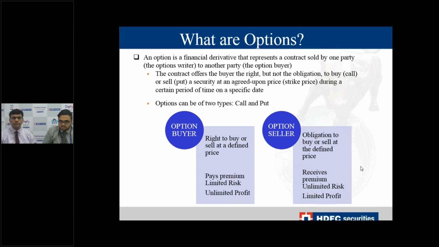So there are basically two types of options. There is a call option and a put option. Basically, calls are bought if you are bullish on the underlying stock, whereas puts are bought if you are bearish on the stock. So when you're buying an option, you have to pay a premium and your risk is limited to the premium. You can't lose more than the premium that you've paid, and your upside profit is unlimited.